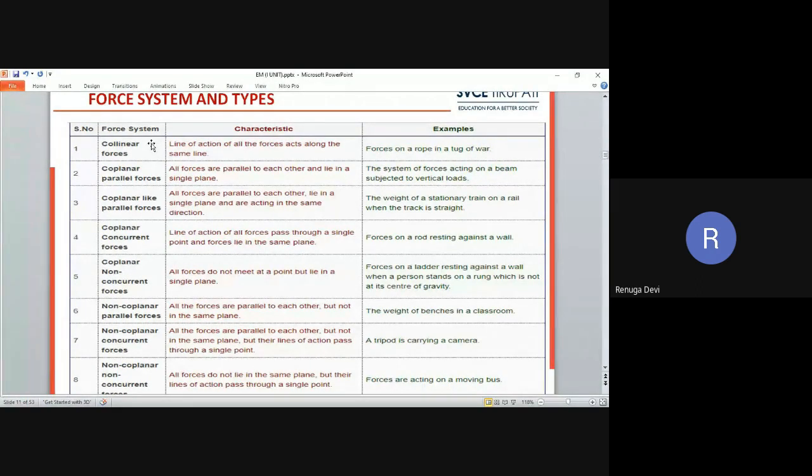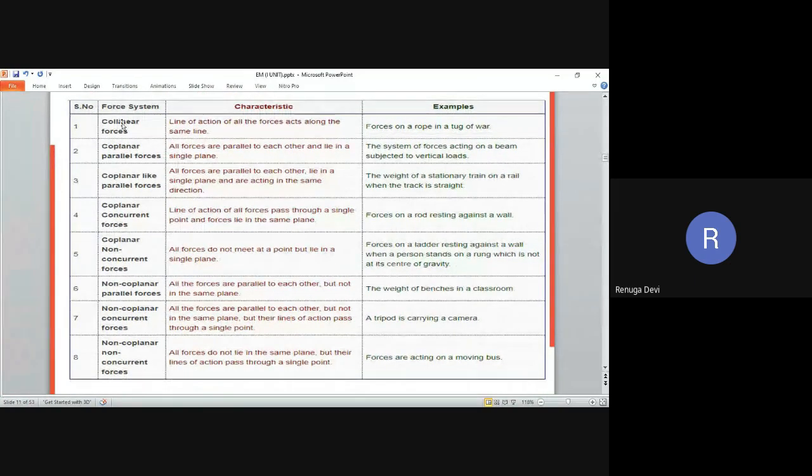So the rope, tug of war, simply they'll say tug of war like that. That means in a single rope, all the forces act along the same line. If it is in the opposite direction, it means collinear non-parallel. If it is in the same direction, it means collinear parallel, like that. Then coplanar force. Coplanar means in a single plane the forces will act. Coplanar like parallel force. Parallel force means it works in a single parallel condition.